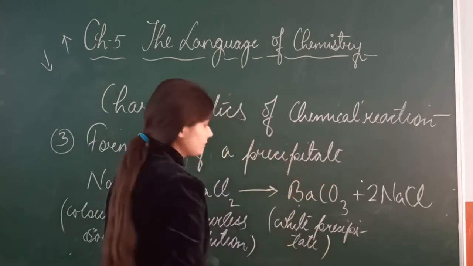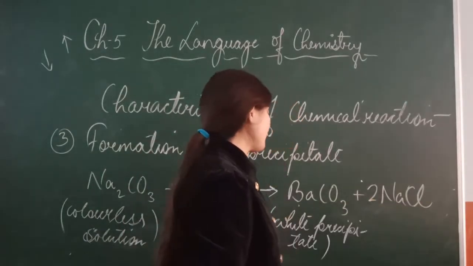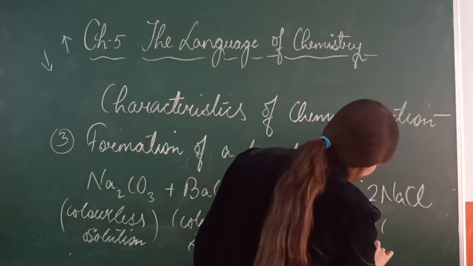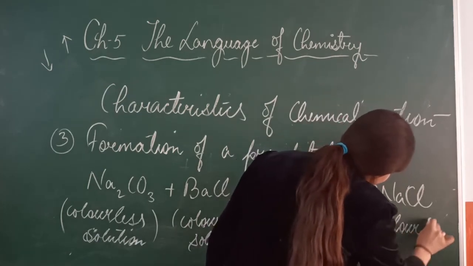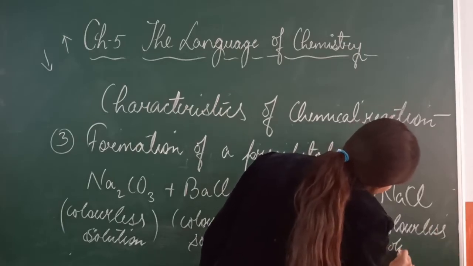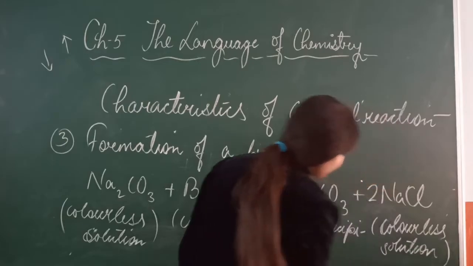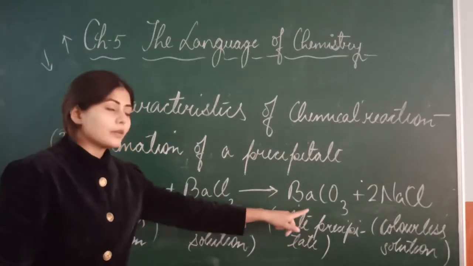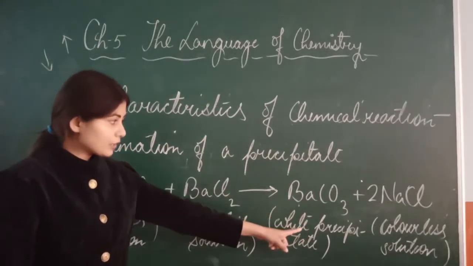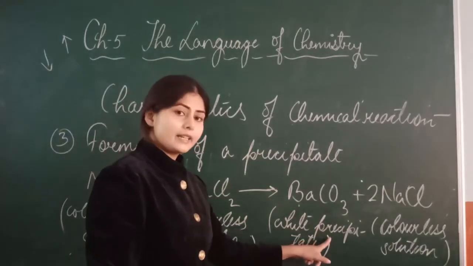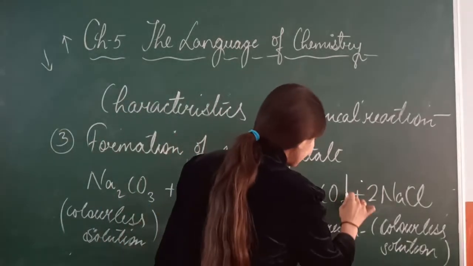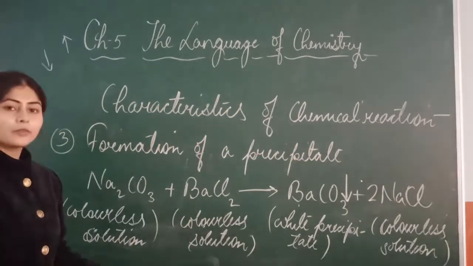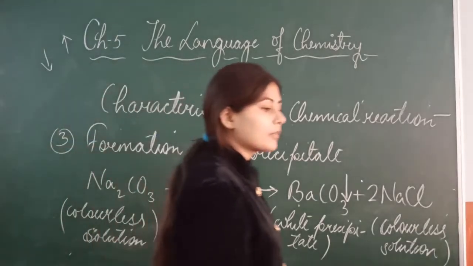Precipitate. Okay. And this is what? This is sodium chloride. So this is also a colorless solution. Okay, so you can see here in this reaction that a precipitate is formed as a product, right? And you all know that a precipitate we indicate by a downward arrow. So we will indicate it like this. So this is an example of formation of a precipitate, and it is also one of the characteristics of a chemical reaction.